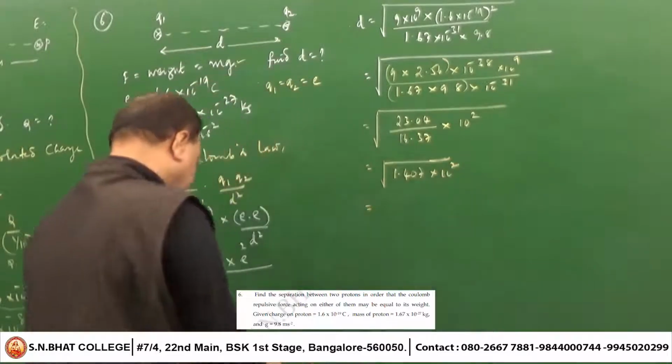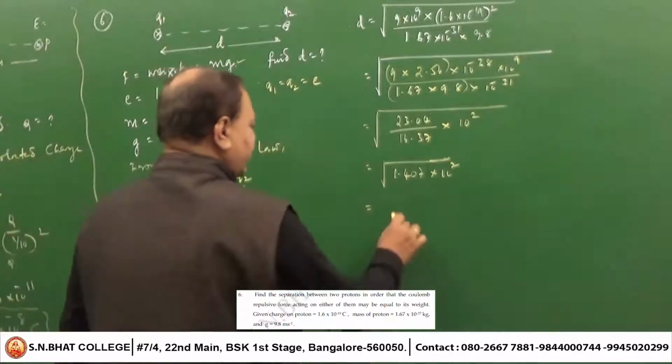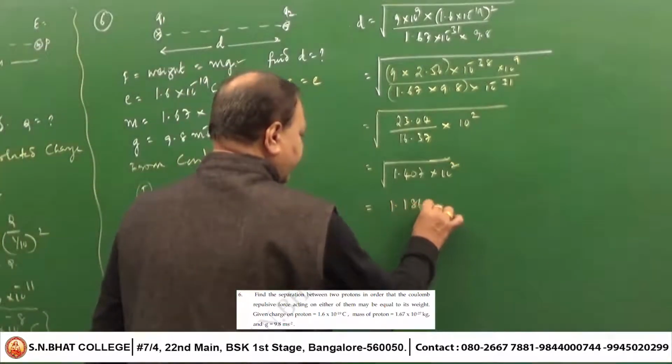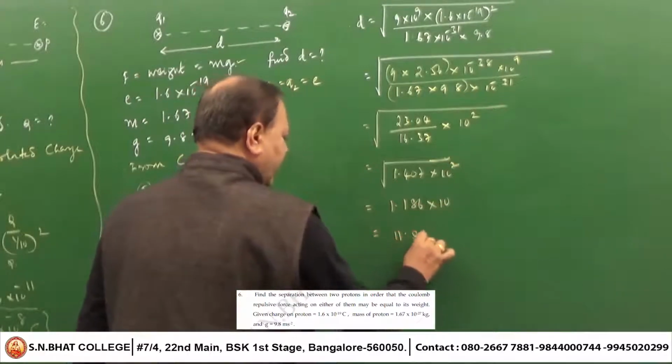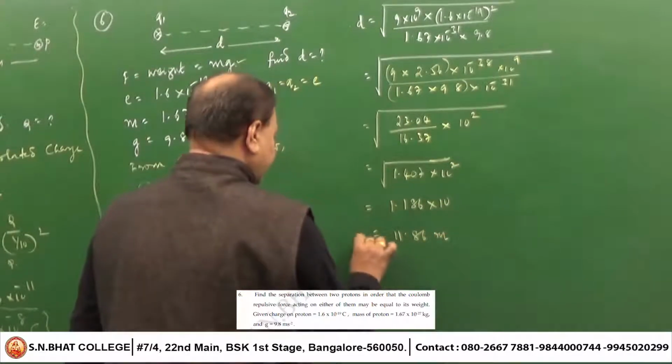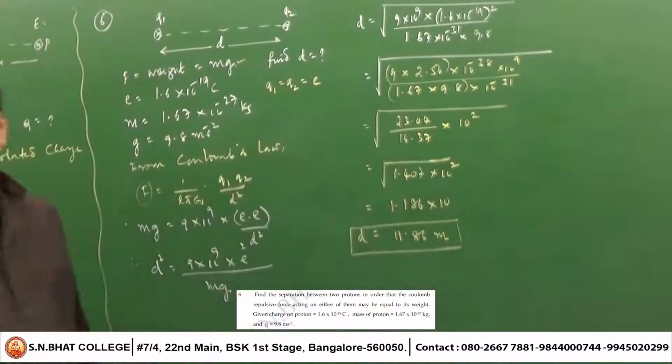Now you take a root for this one. That is equal to 1.186. This is 1.186, and you know that this value times 10 comes out to be 11.86 meter. This is the distance of separation between them. Once again, you check the calculation of this one. It's a very simple thing, but every time you have to be very good at the calculation, and you must check the calculation always.